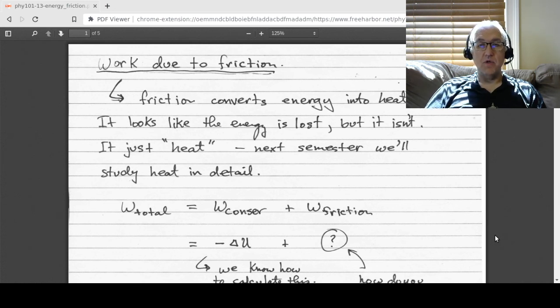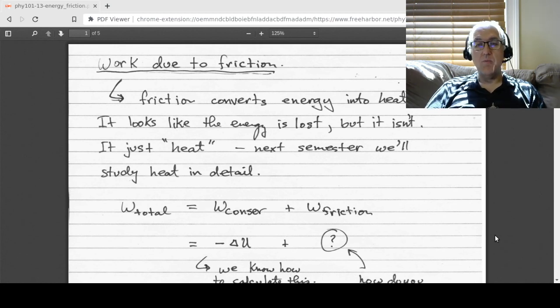Okay, so let me remind you a little bit of what we've done up till now. If you go back a couple of lectures, I introduced the work energy theorem, and the work energy theorem basically said that if you calculate the total work done on an object, then that's going to equal the change in its kinetic energy. And this law was universally applicable to all dynamical situations.